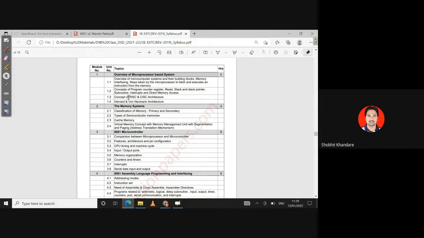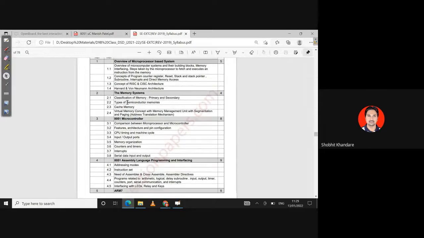So the concept of RISC and CISC, then Harvard and Von Neumann architecture, ये दोनों आर्किटेक्चर भी हमको पढ़ना है और उसका कंपैरेटिव स्टडी भी करना है. ओके, ये दो इंपॉर्टेंट है, RISC, CISC, Harvard, Von Neumann. ये हमको पढ़ना है और इनका कंपैरेटिव स्टडी भी करना है.